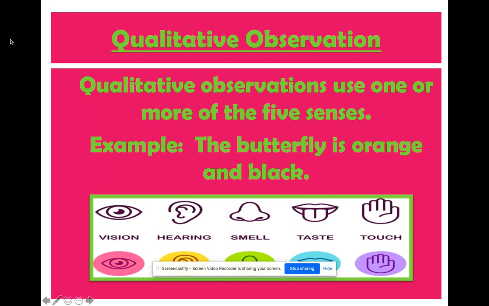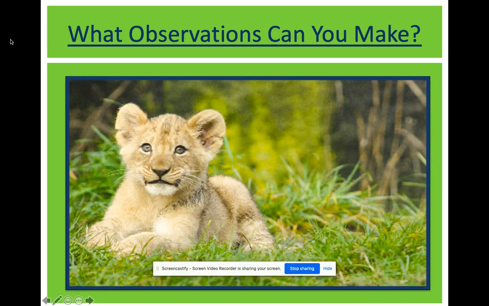The other type of observation is called qualitative. Qualitative observations use one or more of our five senses. Okay, so if it doesn't have a number, it's going to be a qualitative observation. An example is the butterfly is orange and black. That uses the lovely sight five sense. You can prove it. It doesn't have a number. And again, it's on sight. But again, we have to be able to prove that.